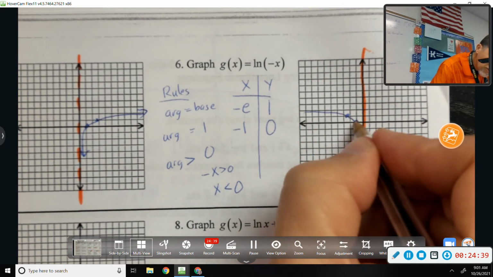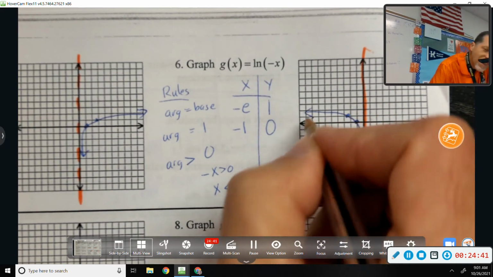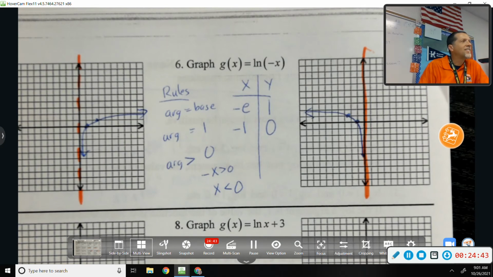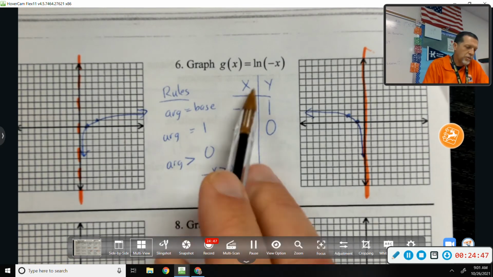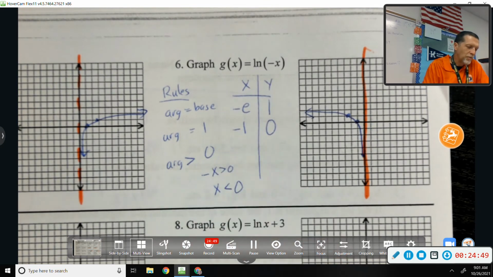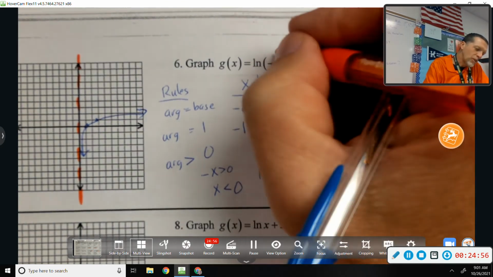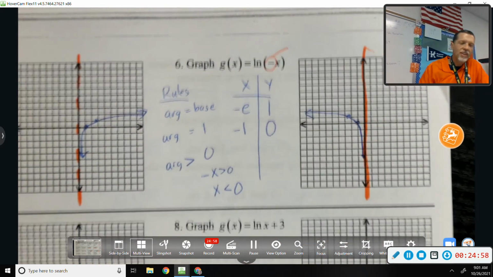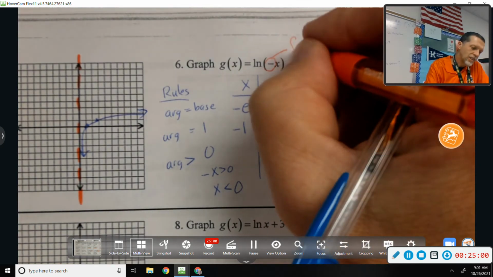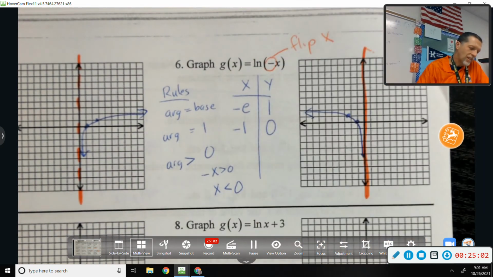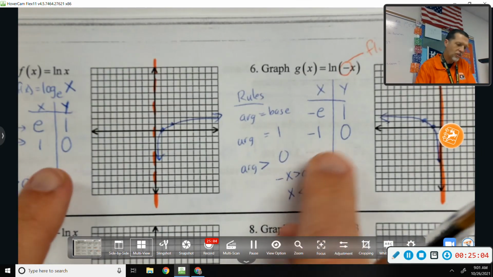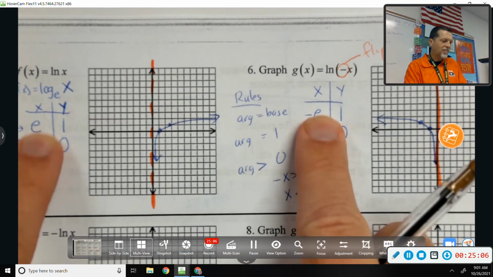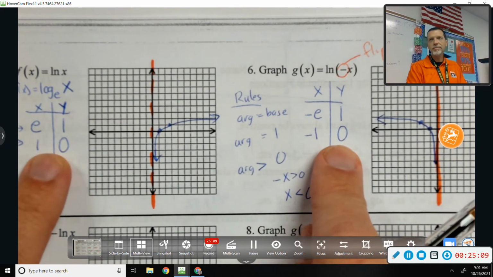Is there a question, gentlemen? Number 6? No, number 7. We're not to number 7 yet. Parent function experts, if we had done it that way, what's the negative in front of the x do? Flip it in x. And so sure enough, we could have just changed the sign of the x's and come up with our table.